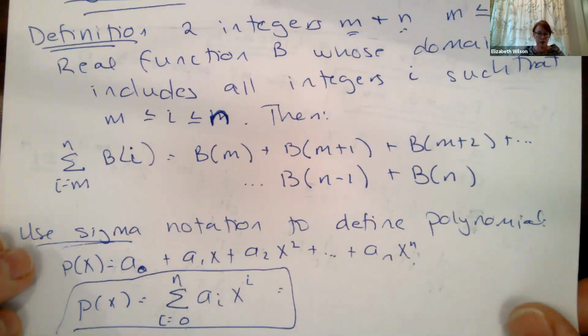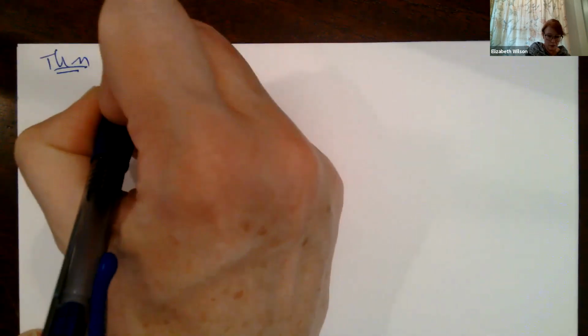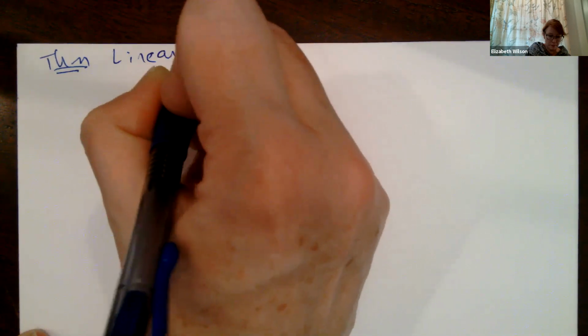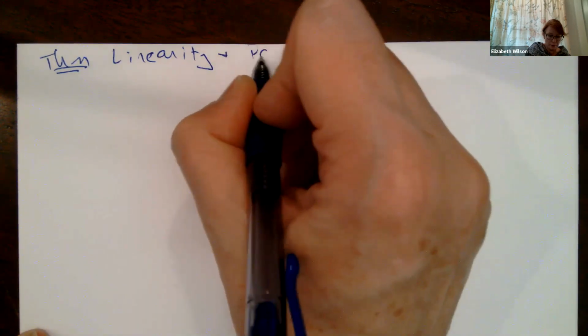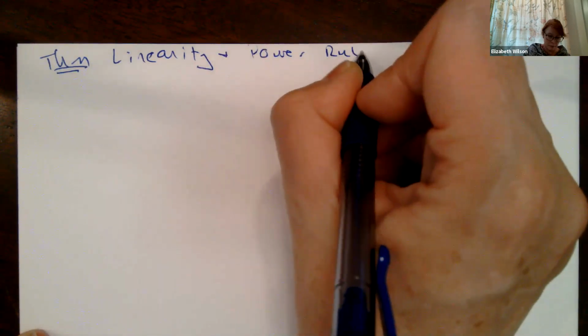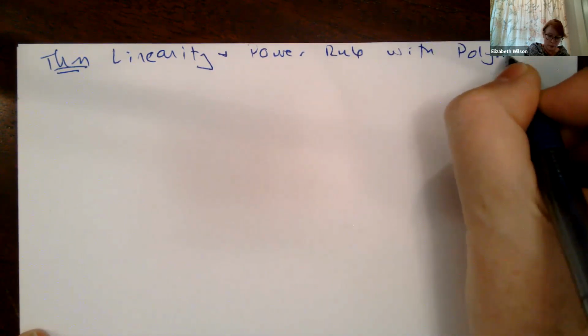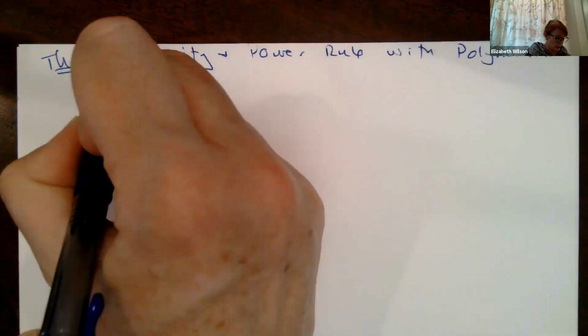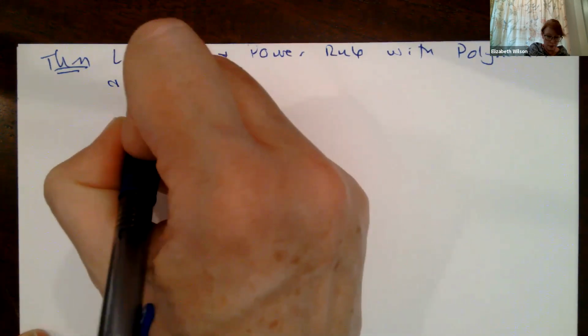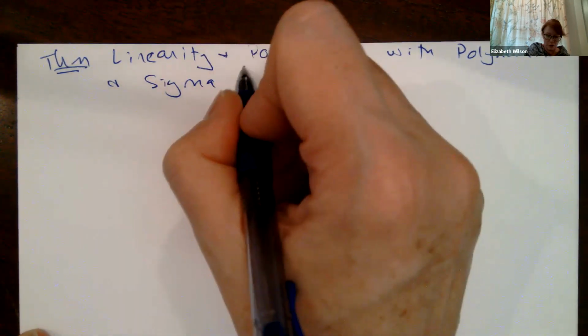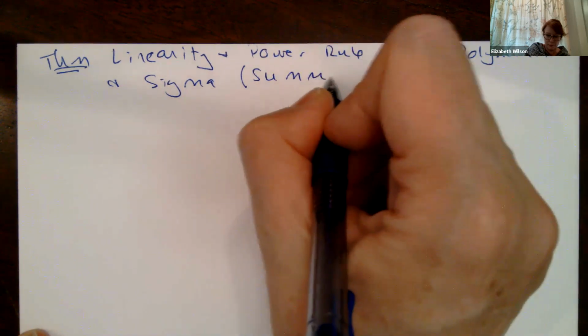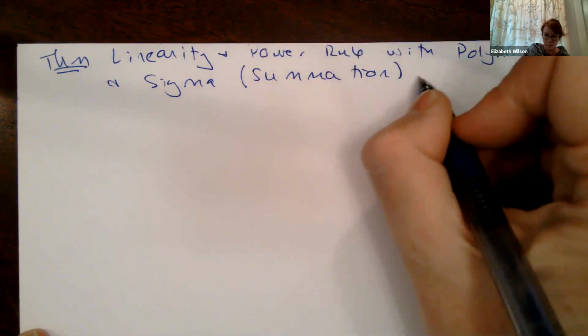So let's use our sigma notation now to talk about linearity and the power rule with our polynomial and our sigma notation, which also is called summation notation.